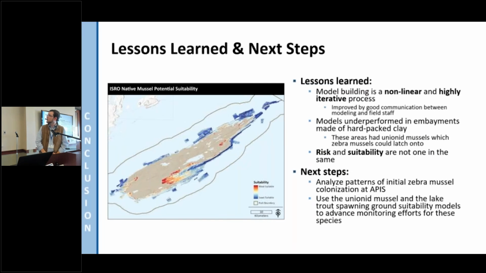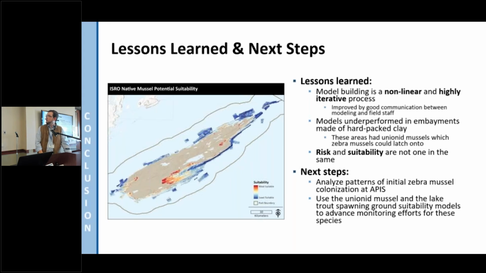So, lessons learned in moving forward: as could be expected, we learned that model building is a nonlinear and highly iterative process. We had a lot of iterations, particularly of the second model, where we facilitated input from different park staff and people who were involved in field operations to help us fine-tune how we were parameterizing our weighting schemes, which was very helpful.